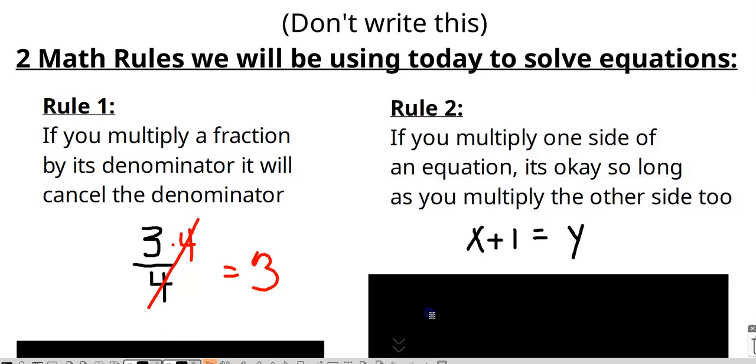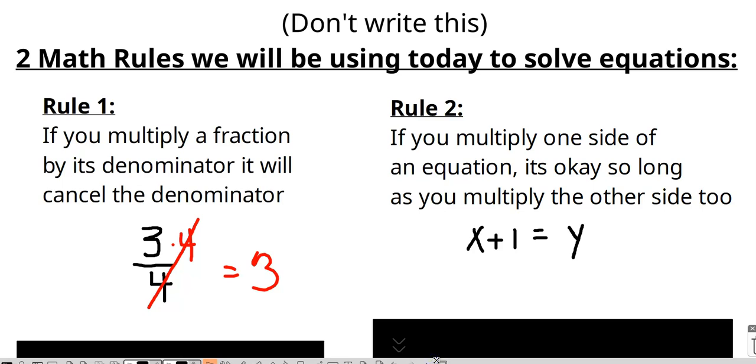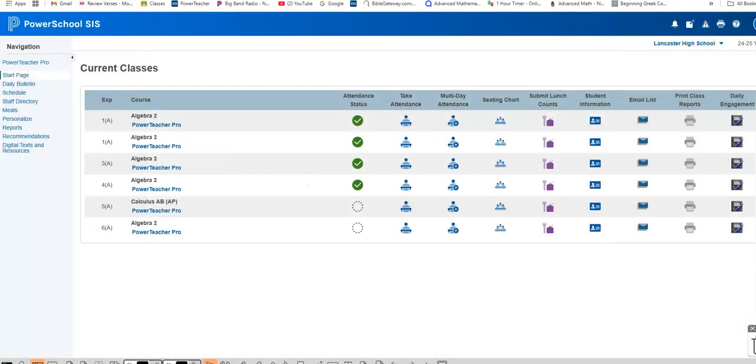Another math fact we're going to be using is this little math fact here. If you multiply one side of an equation, it's okay, so long as you multiply the other side. So I'm allowed to multiply by 2 over here, so long as I also multiply by 2 over here. And so I can create a new looking equation like that. Okay, we're going to be using those two skills to solve the equations today. So let's go ahead and take a look at some of those.